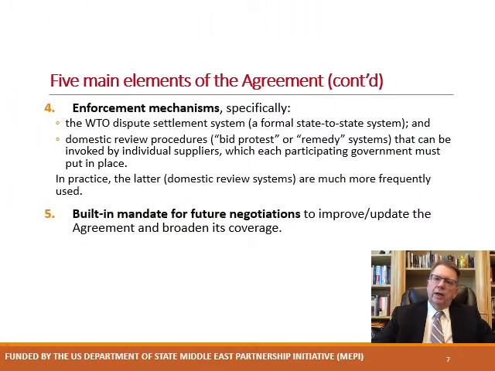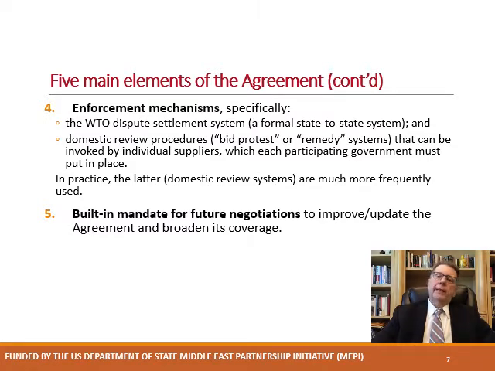So we've now covered 3 of the 5 main elements of the GPA. Just for review, I'll remind you, the first main element was the general rules on non-discrimination and national treatment. The second main element was the market access schedules of the GPA, which determine which specific procurements are governed by the agreement. And number 3, the agreement's procedural rules.